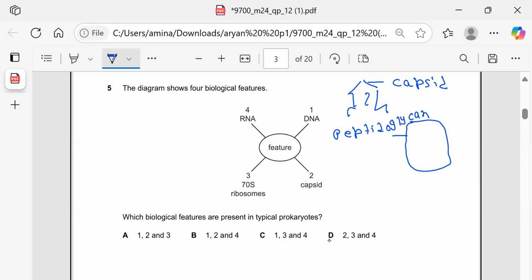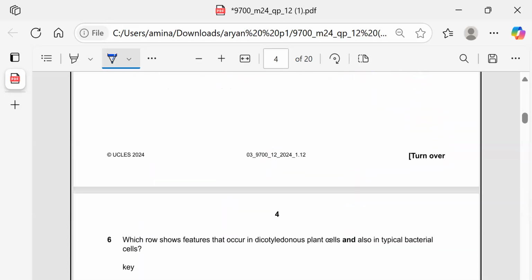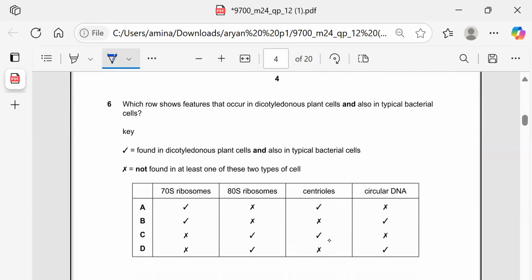So as capsid is not present in bacteria, and it is carrying 2, we cancel these options, and we are left with the choice of C. Yes, bacteria does carry 70S ribosome. It carries DNA as genetic material, and it carries messenger RNA and tRNA also. So C will be our correct answer. I'm going for question number 6 now.